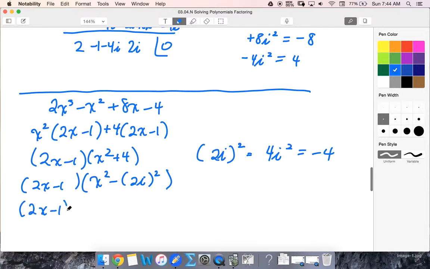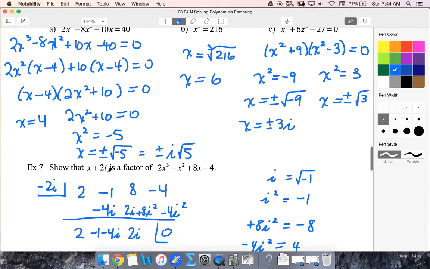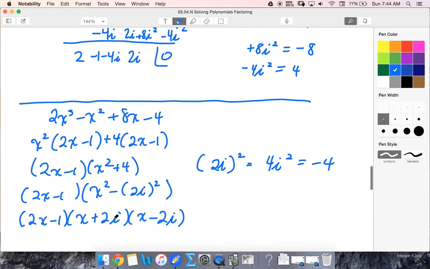So 2x minus 1 times x plus 2i and x minus 2i. So x plus 2i is a factor, and we can show it either with synthetic division, getting a remainder of 0. So r equals 0, therefore x plus 2i is a factor. Or you can actually factor it to show that x plus 2i is one of the factors. And this is super important, that if x plus 2i is a factor, so is x minus 2i, and we're going to look at that more in upcoming units.